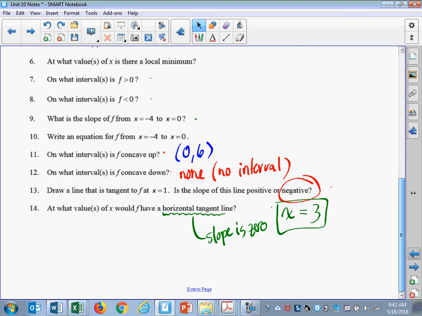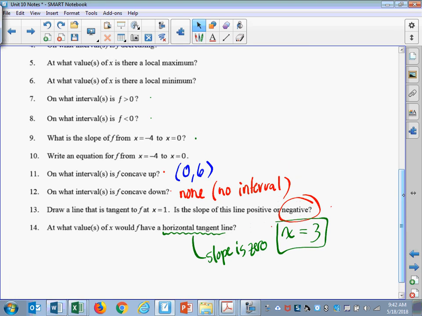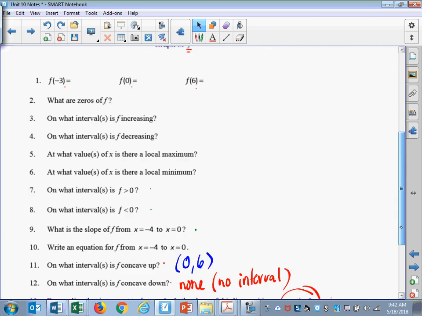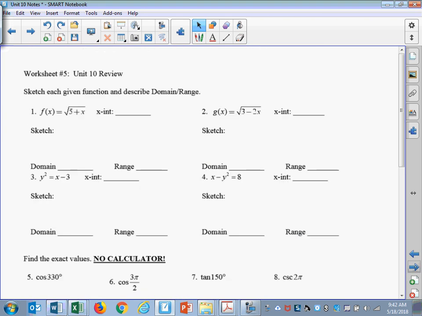Unit 10 review, we only have a quiz on Unit 10. We don't have a chapter test. So if you're a senior, you're not going to be taking the Unit 10 quiz. You're going to be taking the final, so you'll be studying for the final there. But everybody else, underclassmen, you guys will be preparing for this quiz on Unit 10 material.